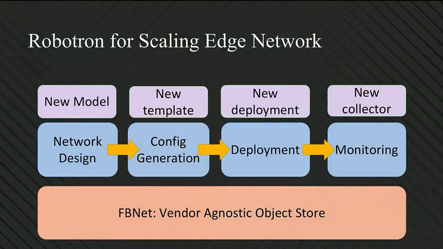Remember, our edge network needs to have new topology, new hardware, new vendor. All of this will need us to change our existing system a little bit. For example, we add new models in AppNet to model a new topology, new device, new circuit, new device role. We add new network design for the new topology, new config template for new vendor, new deployment workflow if the vendor supports a different workflow, and then new collector if the existing collector is not sufficient to collect all the data.